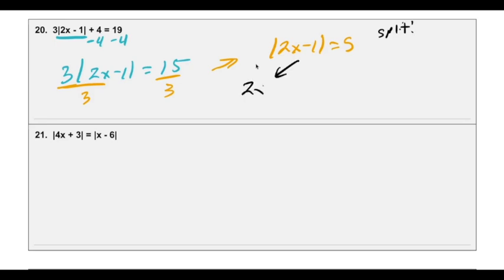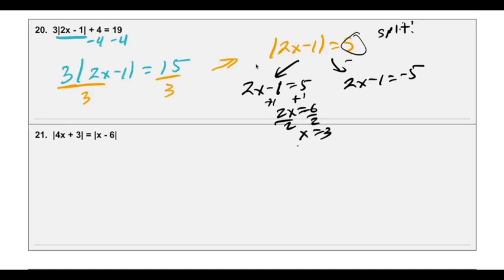Keep one exactly the way you see it, and then the negative one just changes this guy. So 2x minus 1 equals negative 5. Then we can solve it. Plus 1, 2x equals 6. Divide by 2, x equals 3. Plus 1, 2x equals negative 4. Divide by 2, x equals negative 2. So those are our two answers.